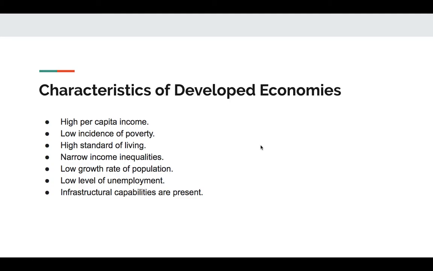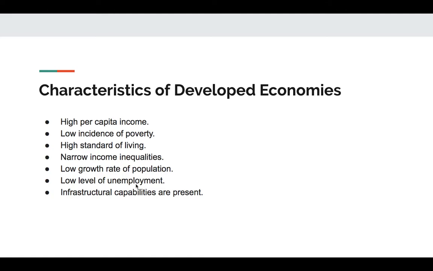What developed economies typically have is a high per capita income. So per capita is the average, per person in the country. So generally, people are making decent wages, decent income in developed economies. Poverty rates are low. There's a high standard of living. Narrow income inequalities, meaning we don't see this stark difference between the wealthiest and poorest people in the country. Low growth rate of population. If you think back to our population unit, you'll remember that as countries develop, population rates tend to level off and decline, particularly as women receive higher levels of education.